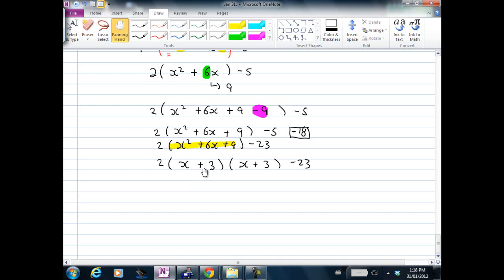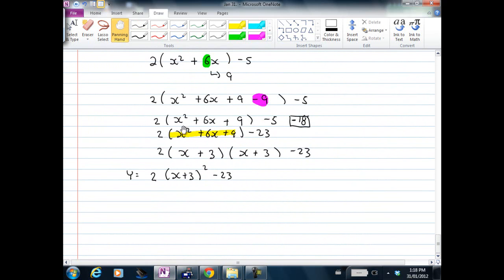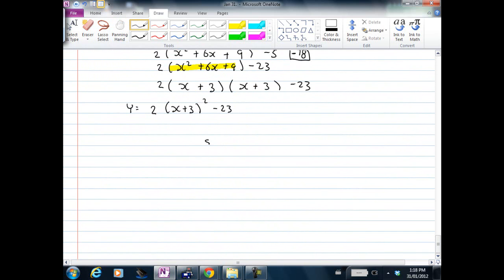But this is still too messy. Let's simplify this even further. So what does this become? Y equals 2. Since these are the same, I can write this as x plus 3 squared minus 23. Hey, easy? But some of you say, hey, Miss Snow, there's a shortcut. What's the shortcut going to be? I can go from here to here in one shot. Here's the shortcut. I'm going to show you the shortcut right now. Shortcut.